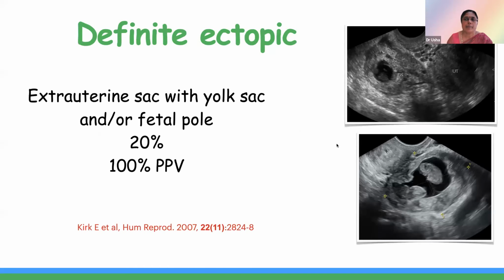So when you have a positive pregnancy test and we do an ultrasound and we are able to see an extrauterine sac with a yolk sac or a fetal pole, if you could see either the yolk sac or the fetal pole, then it has a 100% positive predictive value. Then you know that this is an ectopic gestation. But we are lucky to have this kind of a feature only in 20% of the women. So you can see the uterus here, you can see the adnexal mass, and you can see the sac with the fetal pole. Here you can see a sac with twin fetal poles.